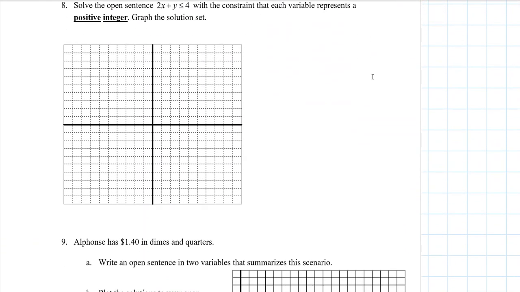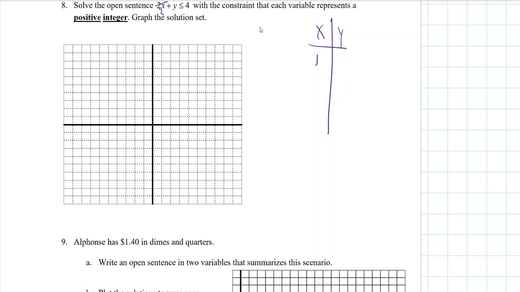I just want to be careful. X and Y have to be positive integers, so it's probably easier to attack this one with the table. Start with the smallest positive integer. 0 is not positive, so 0 is out. The next integer is 1. If I put 1 in here, I get 2.